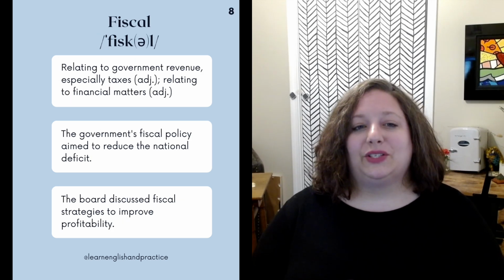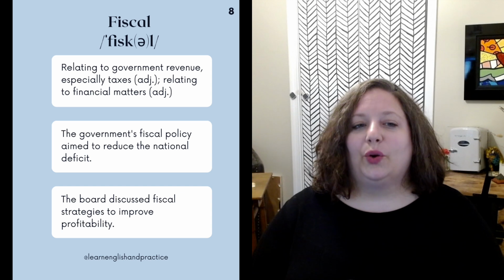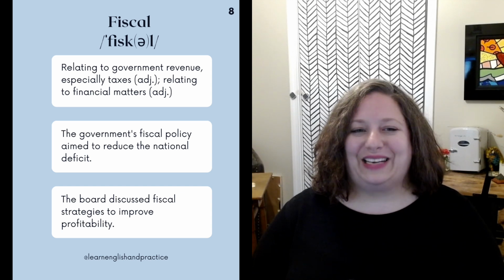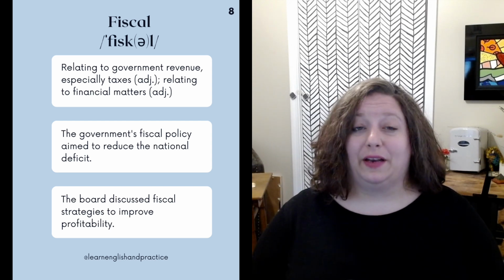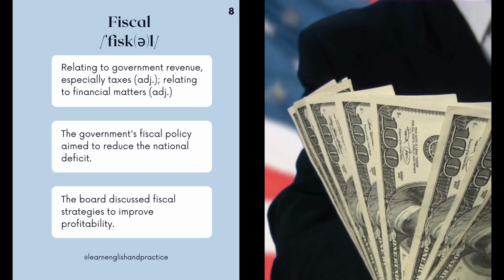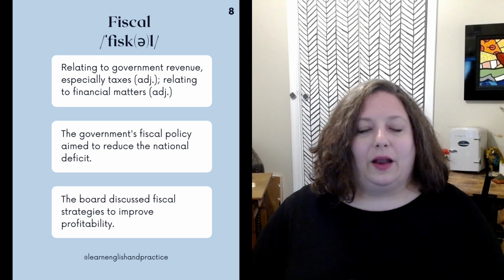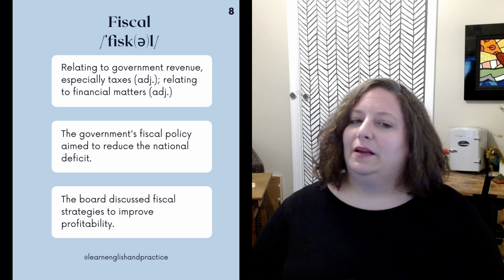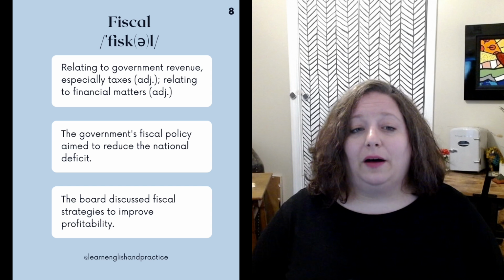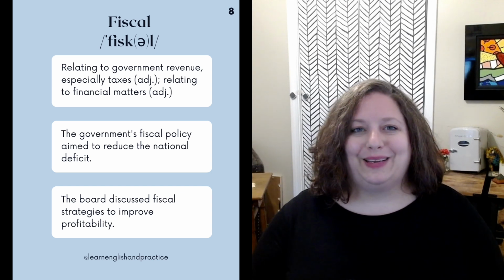Fiscal. This means relating to government revenue, especially taxes, as an adjective. Relating to financial matters, as an adjective. So in political discourse, you'll often hear about fiscal responsibility. So we want governments to make good financial choices and to spend money in the right way. And when they're spending money in the right way, they're being fiscally responsible. Examples are, the government's fiscal policy aimed to reduce the national deficit. The board discussed fiscal strategies to improve profitability.